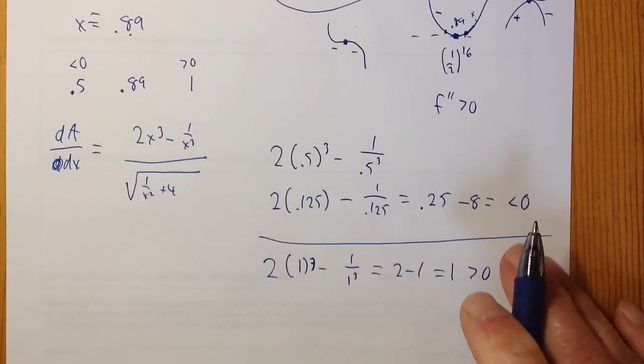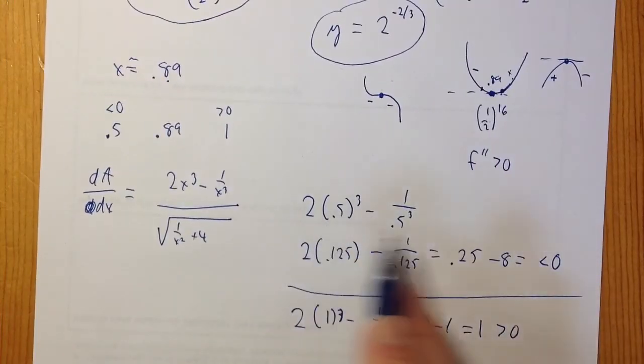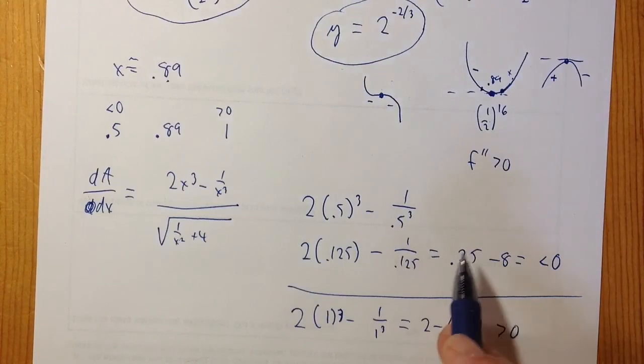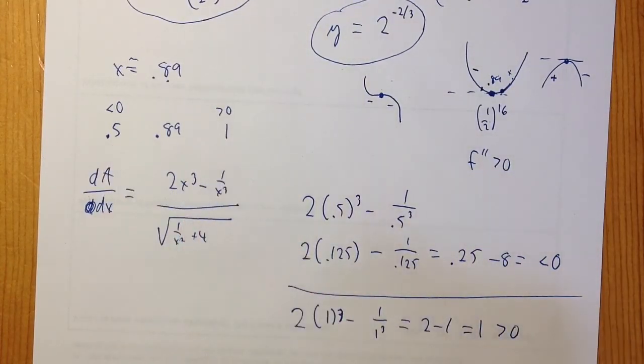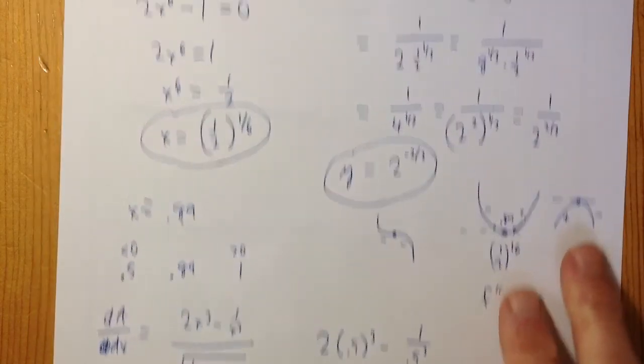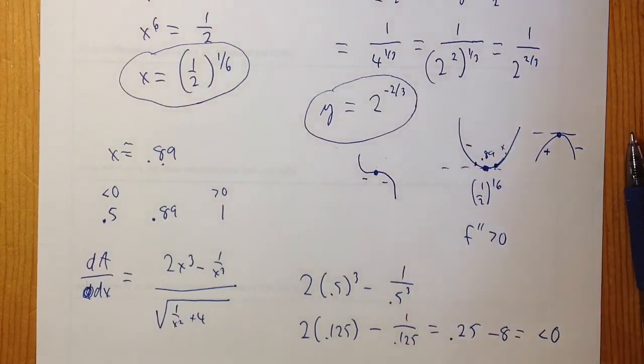So now we've shown it's a minimum. They didn't show how to do this in their answers, but that's what you had to do for the last points. To show it's a minimum, we choose a point on either side, and it's got to be negative on one side, positive on the other side. Okay, that was one of the hard problems. That was the max-min or optimization problem from this test. So hopefully that makes sense.